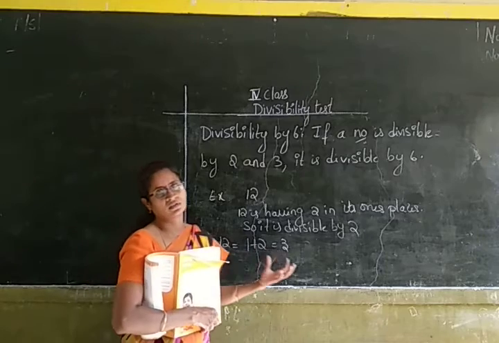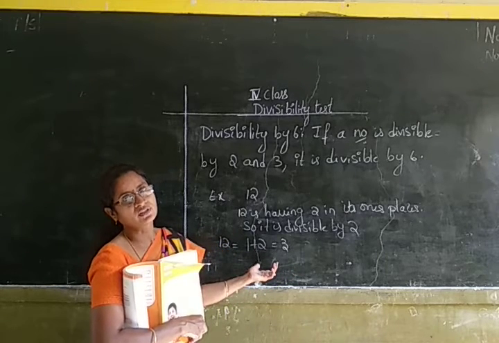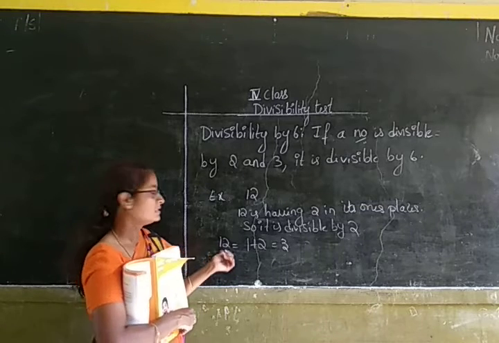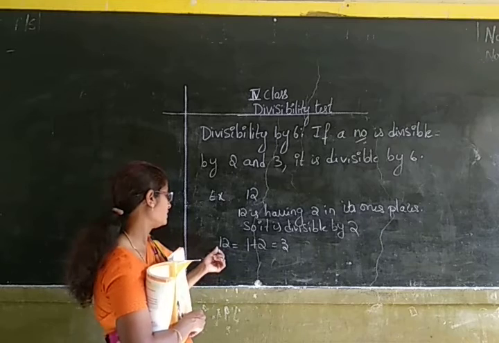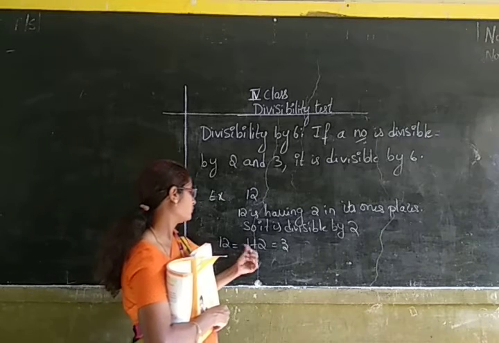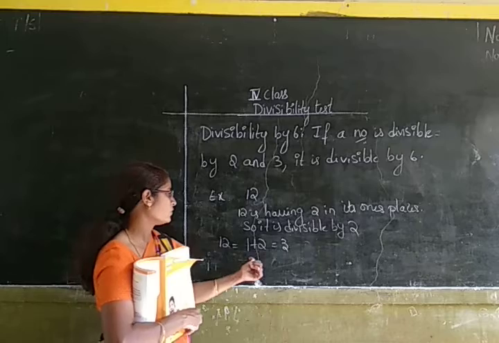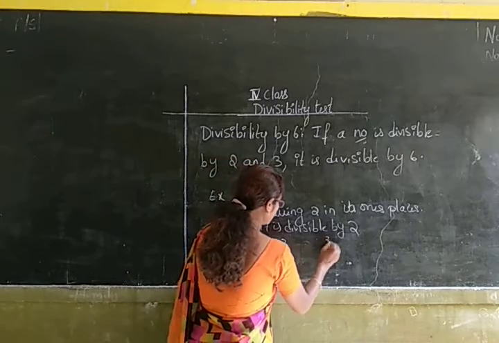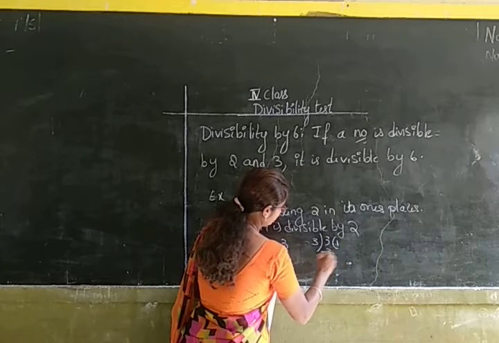So according to the divisibility rule for 3, what we have to do? We have to add the digits in the number. We have to find the sum of the digits in the number. So here 1 plus 2. Here we are adding the digits of the number 12, which is 1 plus 2, and it is equal to 3. And 3 is divisible by 3.